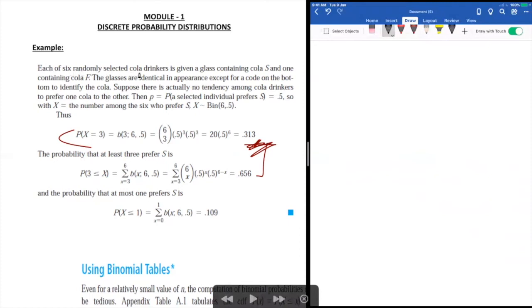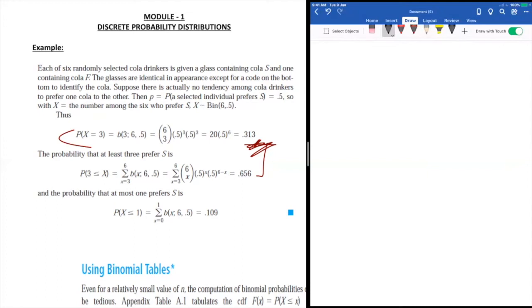Each of 6 randomly selected cola drinkers is given a glass containing cola S and one containing cola F. That means S is the success, F is the failure. The glasses are identical in appearance except for a color in the bottom to identify the cola. Suppose there is actually no tendency among cola drinkers to prefer one cola to the others. That means they are independent.